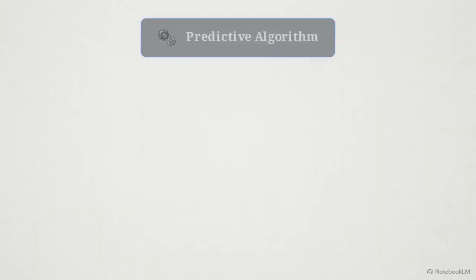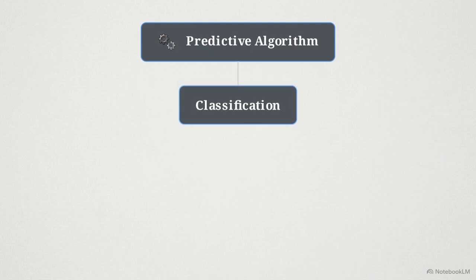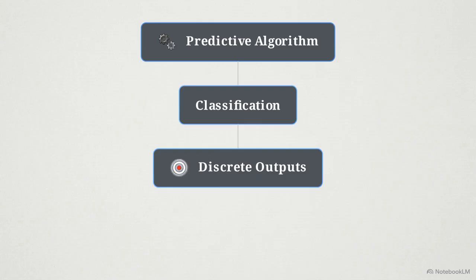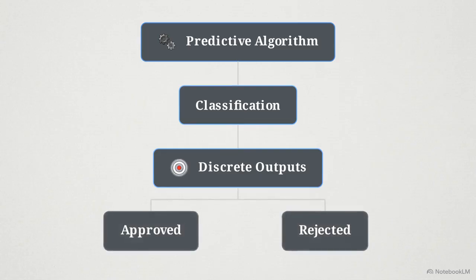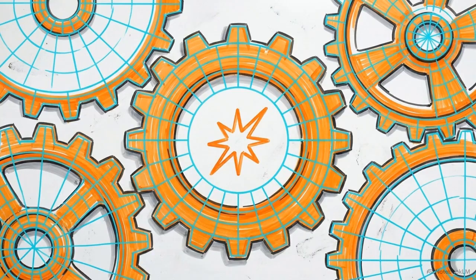This diagram outlines how we solve that problem using predictive algorithms, specifically a category called classification. Instead of calculating a continuous numerical value, a classification model sorts data into predefined discrete categories, like approved or rejected. Decision tree algorithms like C4.5 or ID3 take the guesswork out of this evaluation. They operate as mathematical engines that analyze historical risk and generate rigid, actionable rules.